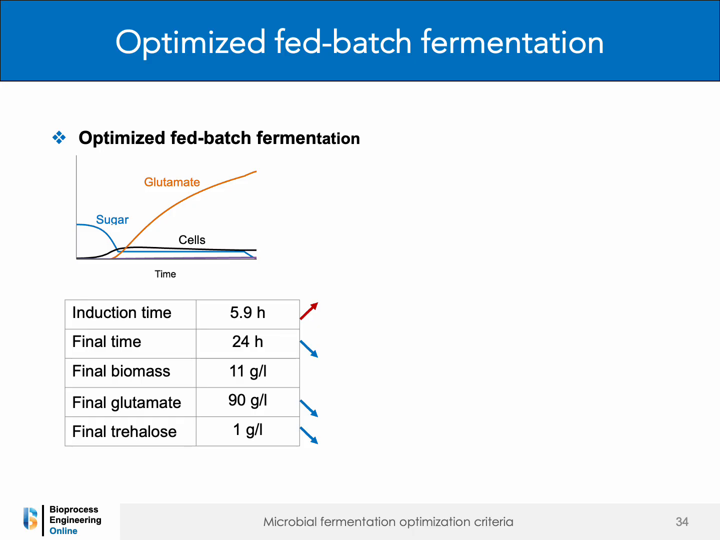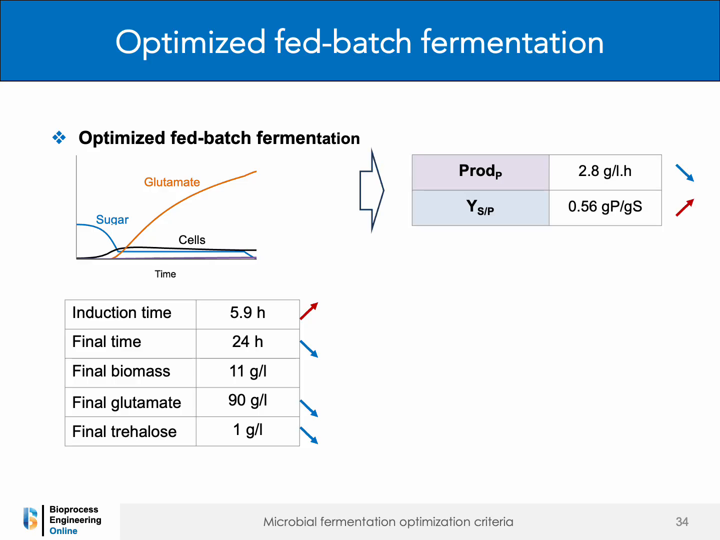The glutamic acid process is further improved by switching to fed batch operation. In this mode, the sugar feed rate is adjusted to maintain the glucose concentration at approximately 10 grams per liter, thereby limiting trehalose excretion. For the fed batch fermentation, the key characteristics are induction time at 5.9 hours, final biomass concentration, 11 grams per liter, final glutamate concentration, reduced to 90 grams per liter, trehalose concentration, negligible around 1 gram per liter. Under these conditions, the productivity decreases slightly from 2.9 to 2.8 grams per liter hour.